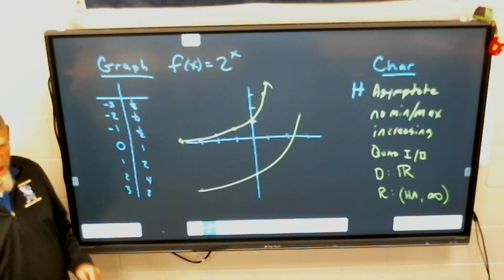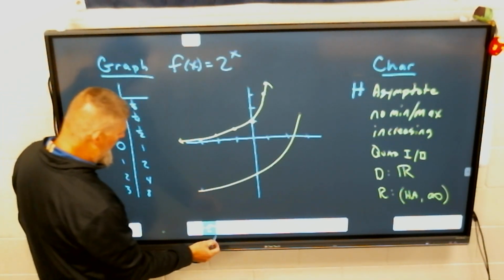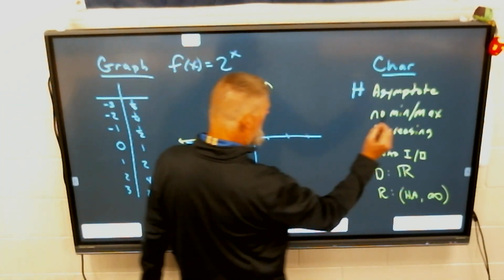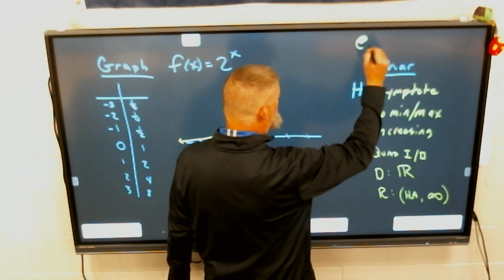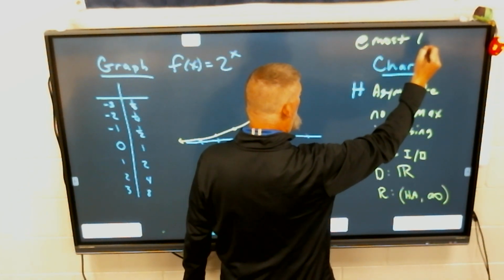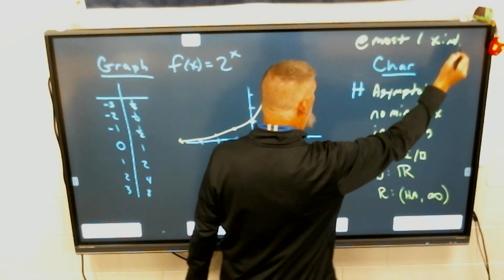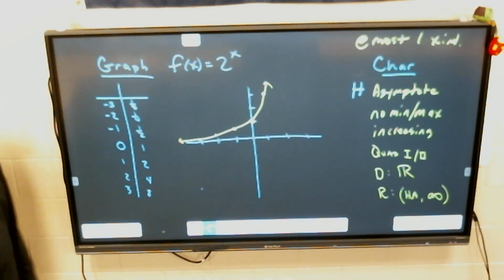Oh, yeah. But remember, there's no turning point. It doesn't turn around at all, right? Right. So it has at most 1 x-intercept. But it could have 0. Okay. All right, very good.